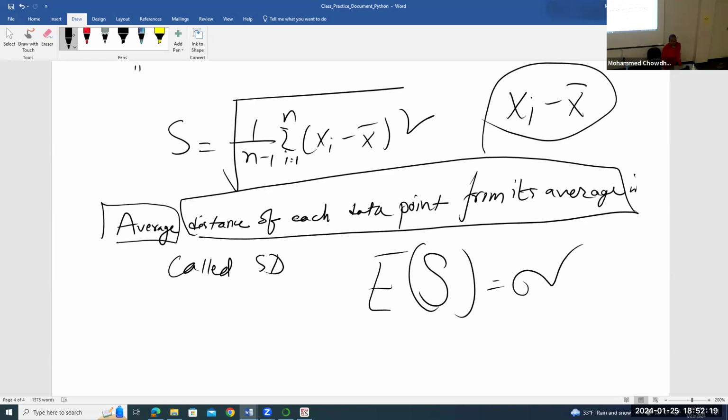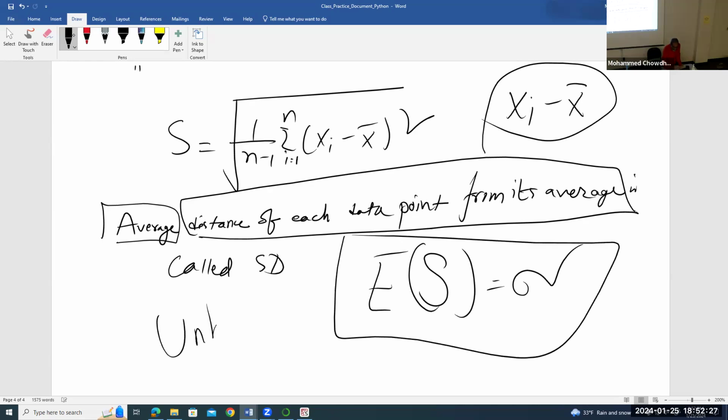Mathematically proved. So in order to prove these things, this formula should be used. And what is the definition of this? This is called unbiasedness.